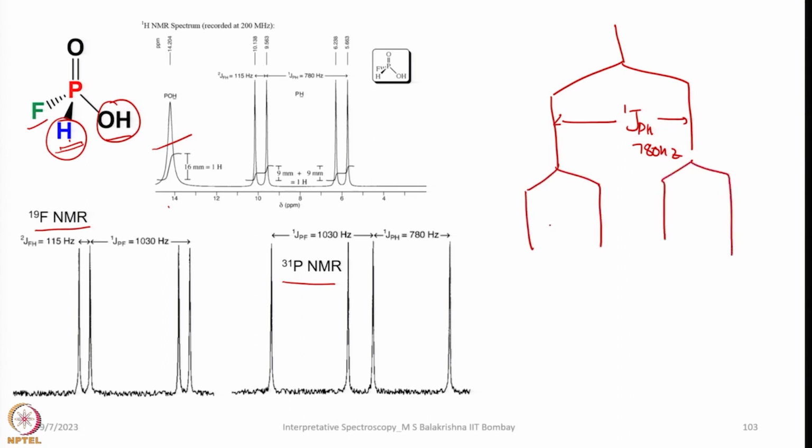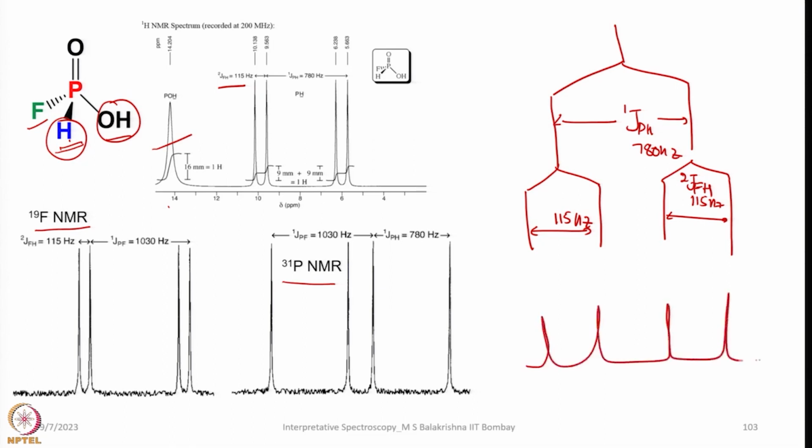So this will be a doublet, and this is 115 Hertz. This is again 115 Hertz. This is 2J FH coupling. So now the spectrum should look like this. You can see here, this is the spectrum. So this is how you can interpret the splitting.